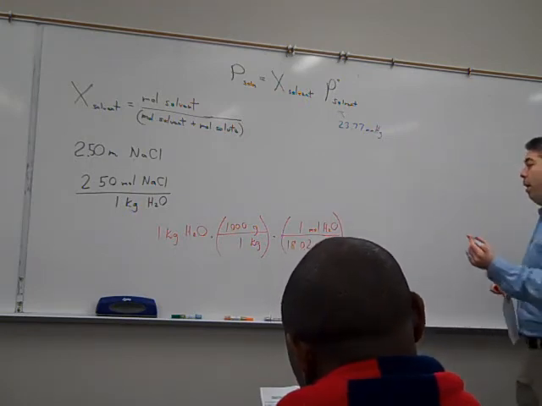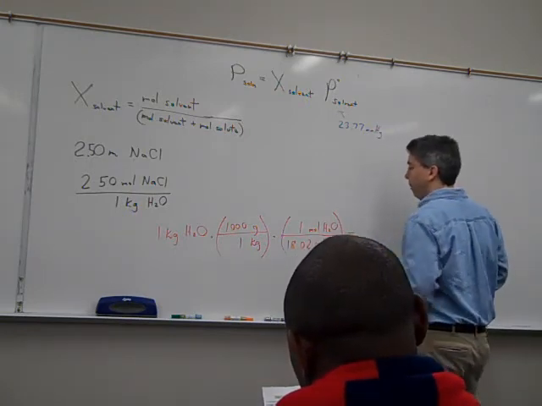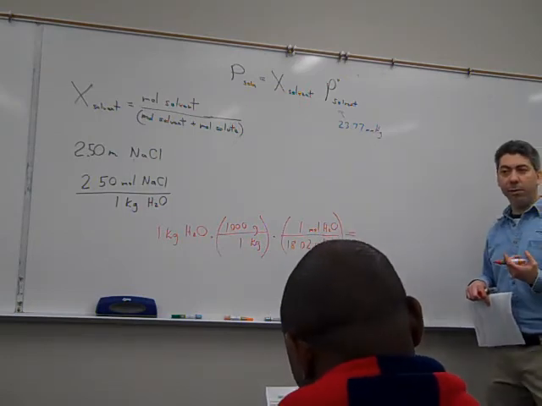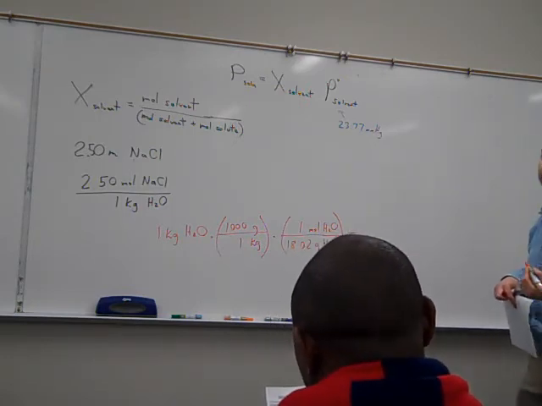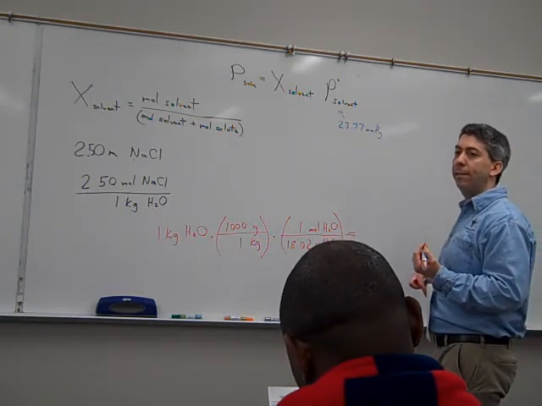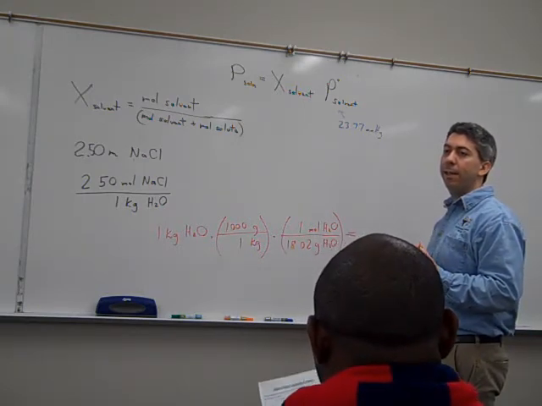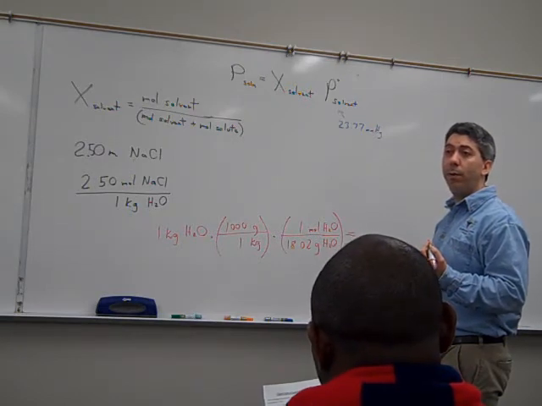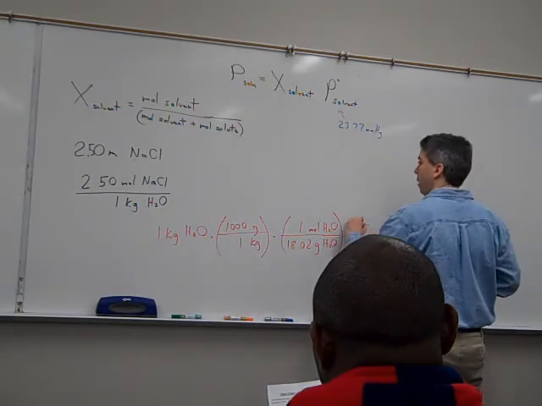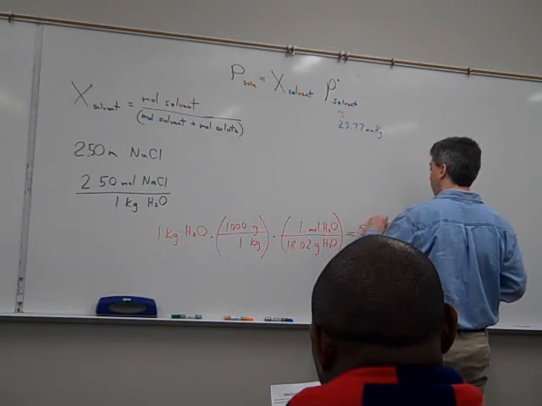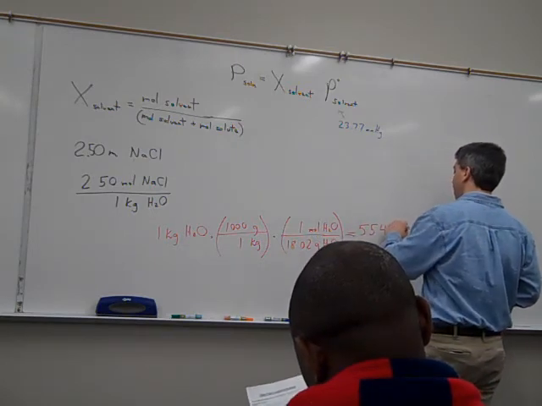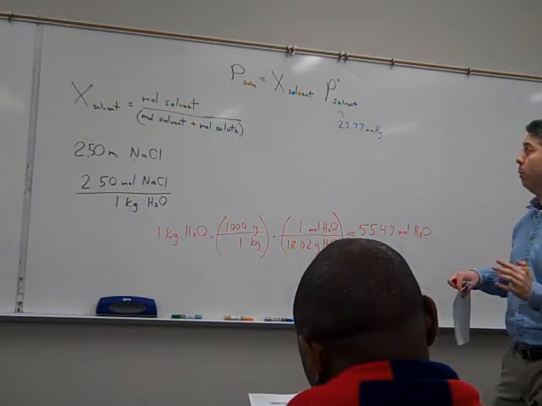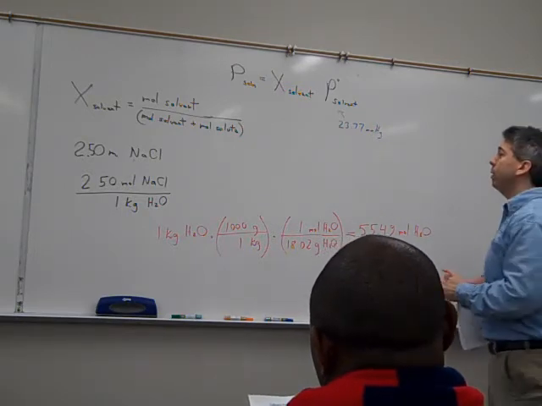And then I just multiply across the top, divide by the bottom, and what do I get? 1,000 divided by 18.02? 55.49. Okay, 55.49. That's the moles of water. So now I have all the moles I need to solve for the mole fraction.